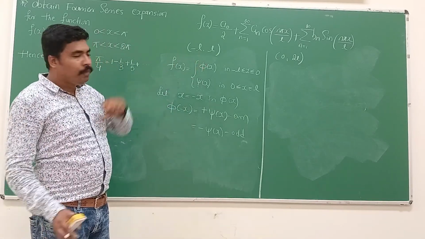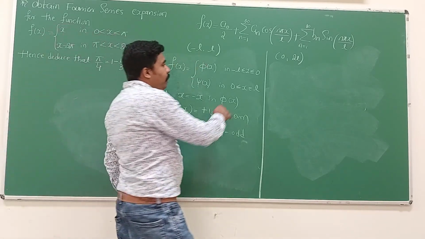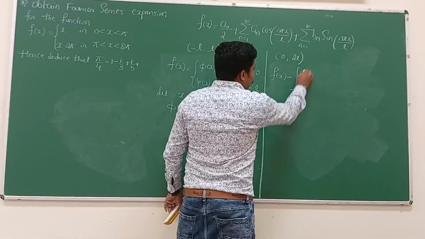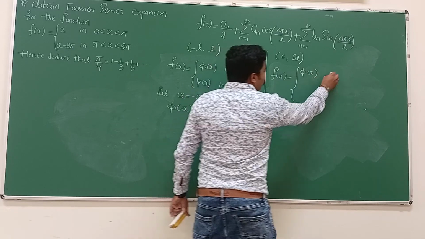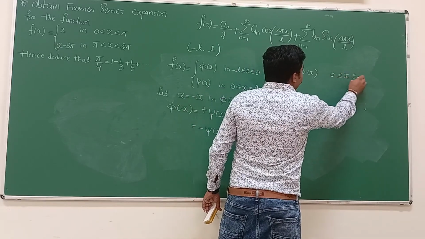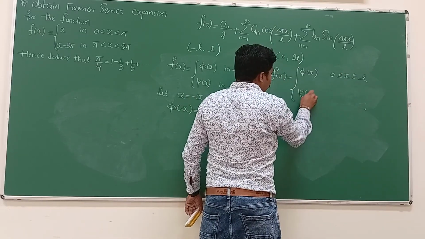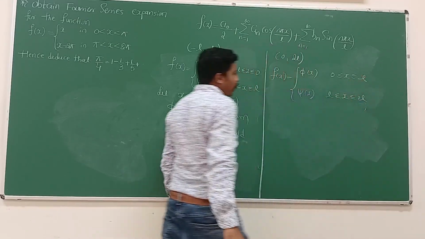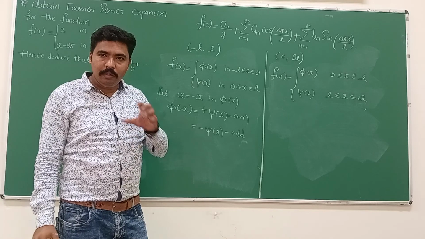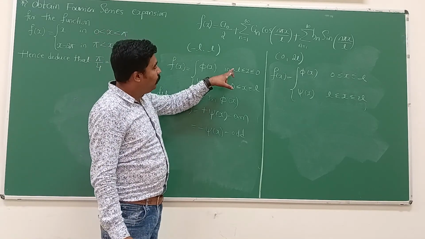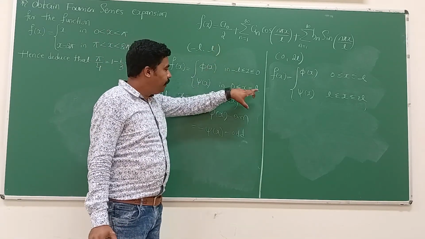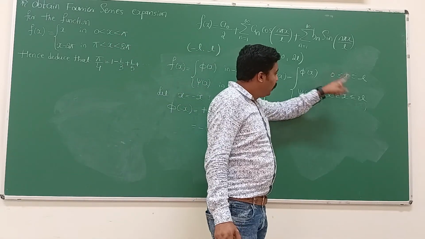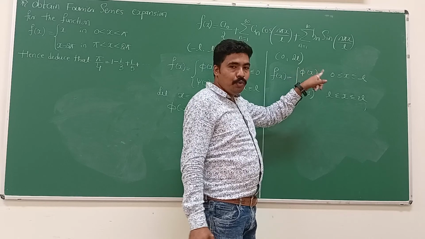In the same way, when it comes to the limit 0 to 2L, the function is always in this form, phi of x from 0 to L, and xi of x from L to 2L. You should observe the limits carefully. It started with minus L and ended with plus L, so it is of the form minus L to L. It started with 0 and ended with 2L, so it is of the form 0 to 2L.